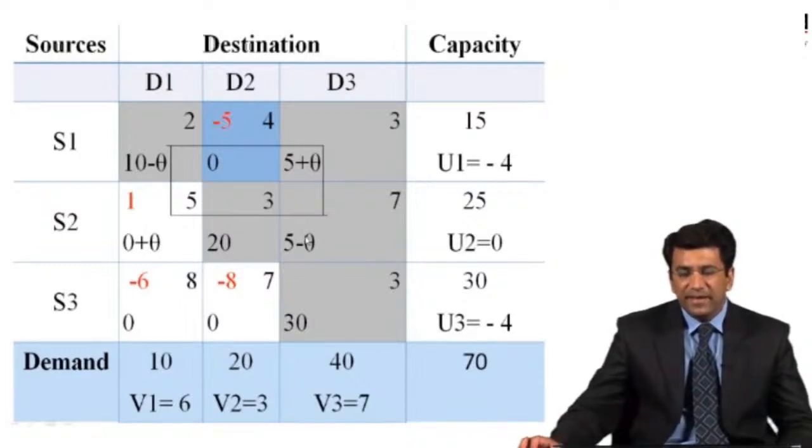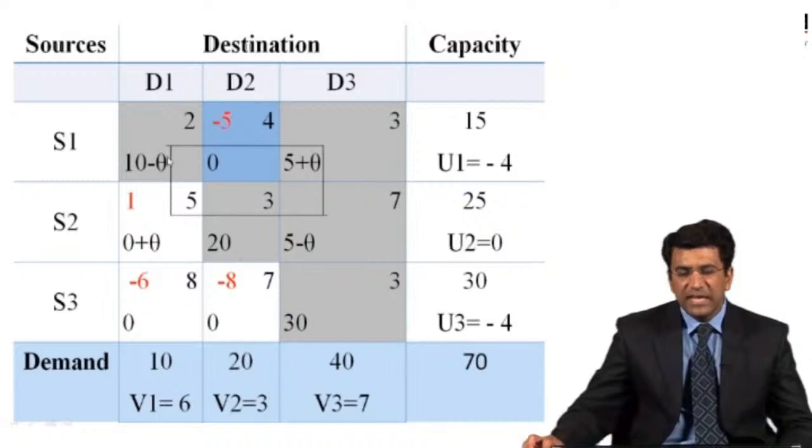minus theta here, and again in order to balance the column wise total, we will have to add plus theta here in this particular column. Again, in order to balance this particular row, we'll have to subtract theta here. So this will become a sort of closed loop. Again, in this closed loop, we will find out the cells in which theta is being subtracted.